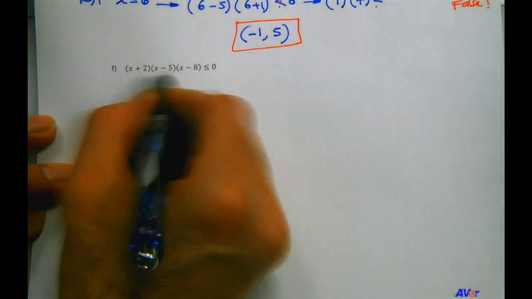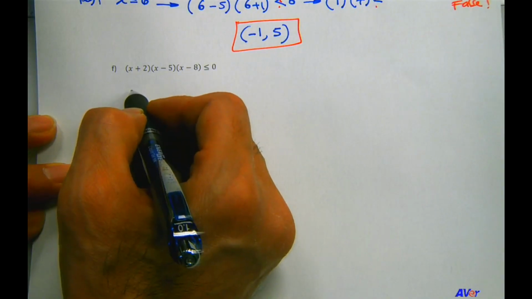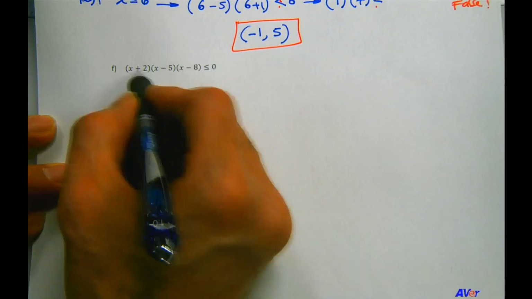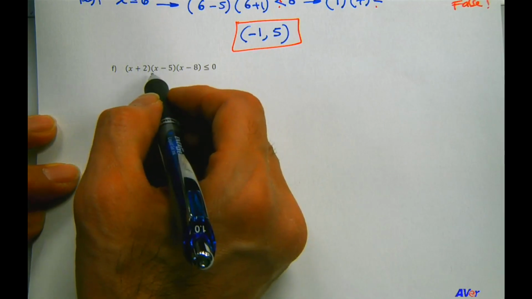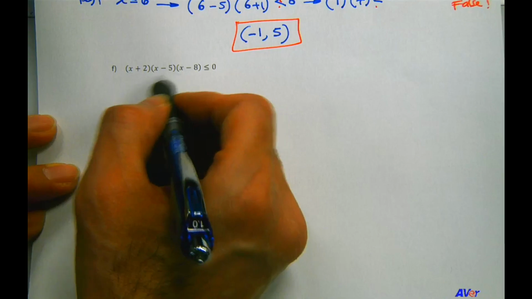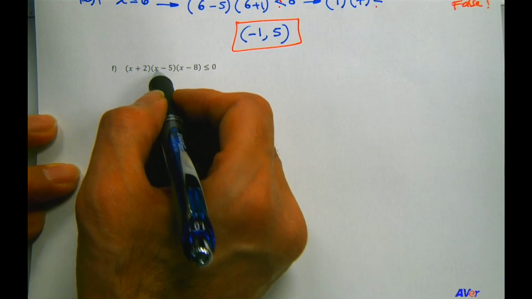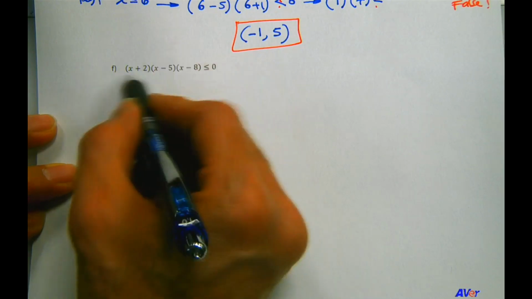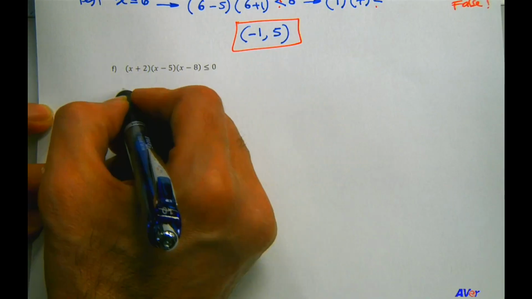Fantastic. So this is nice because everything has been factored for us. So we can quickly set each of these factors equal to 0 and find the boundary solutions. If this was not a factored expression, we would have to factor it. It would add to our work. So the fact that it's been factored makes life easier. Okay, so let's find the boundary solutions.